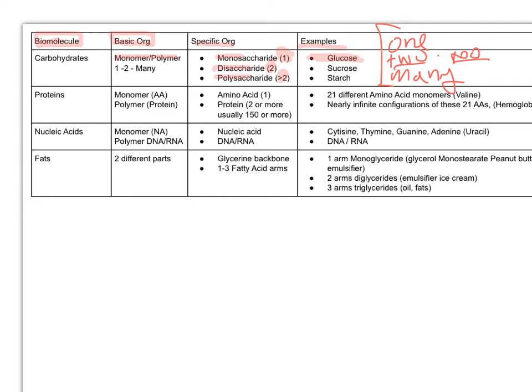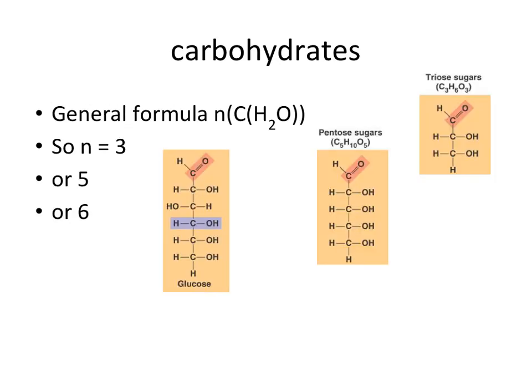You can have 1 monosaccharide, 2 makes a disaccharide. But then once you get beyond 2, it's just many. So you can just have a number counting system of 1, 2, many. So for carbohydrates, that's what it looks like. And we'll talk about each of these, proteins, nucleic acids, and fats.